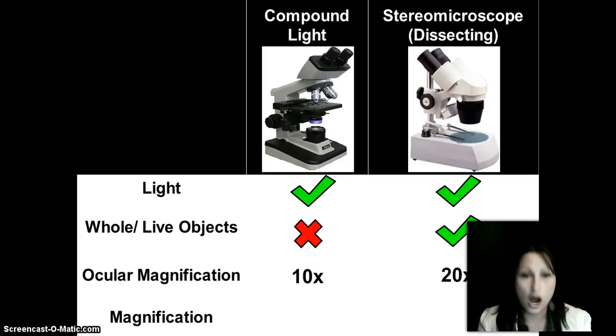As far as their ocular or eyepiece magnification, this doesn't change. This is standard. So your ocular magnification in the compound light is 10 times what you would see normally with your naked eye. And in the stereo microscope, it's 20 times what you see normally with your naked eye. Although the stereo microscope has higher magnification in its oculars, the total overall magnification, you're going to get a higher magnification with the compound light than you will with the stereo microscope.